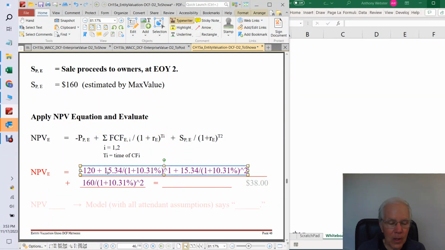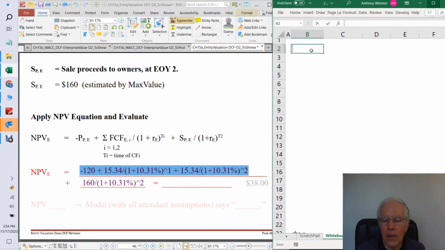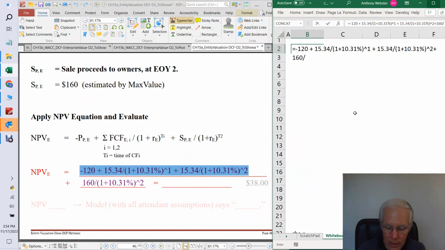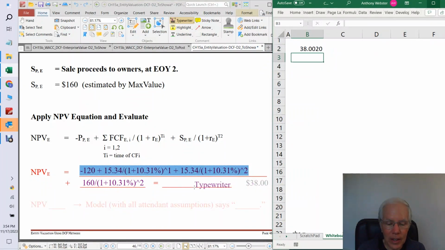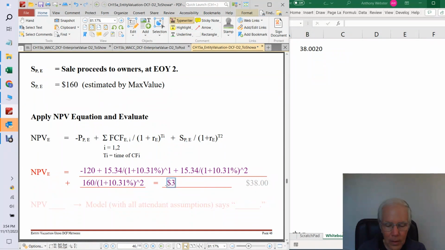And let's put this into our calculator. And I still have to add that last term, that 160 divided by 1 plus 10.31% raised to the 2. Okay, and we get 38 million. So the NPV in this case is clearly greater than 0. So the model, if we believe all these assumptions, says go for it. Okay. All right, so it's that straightforward.